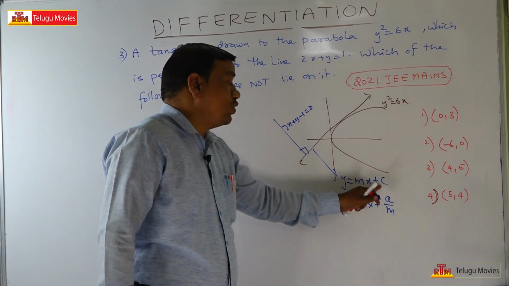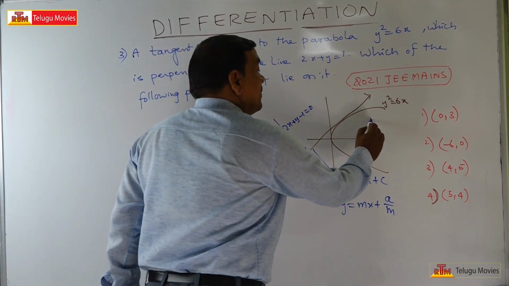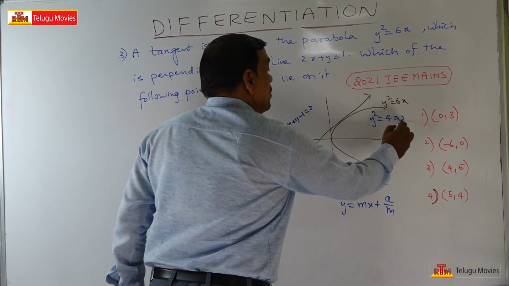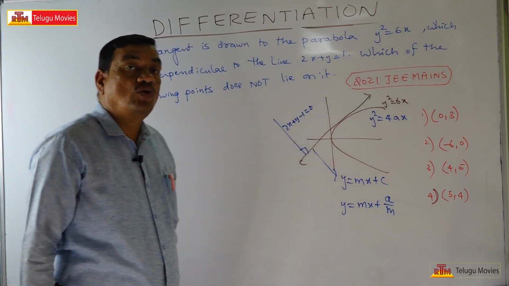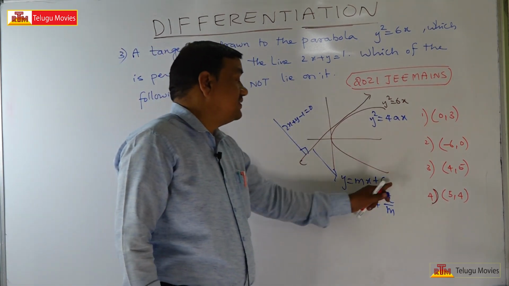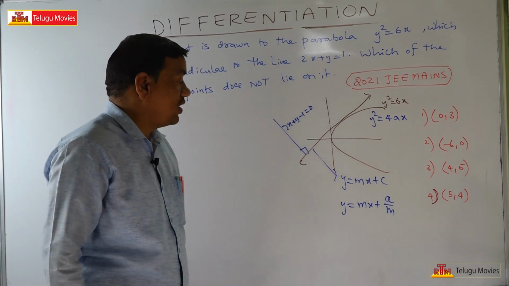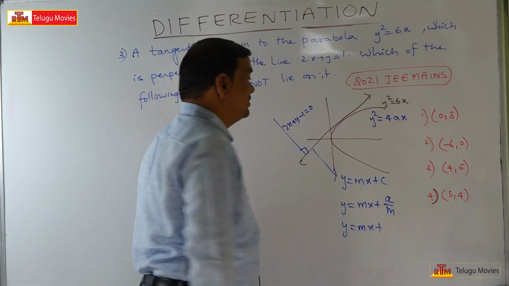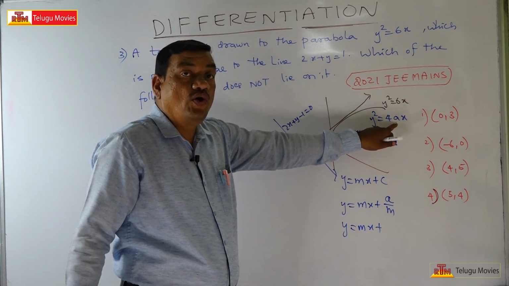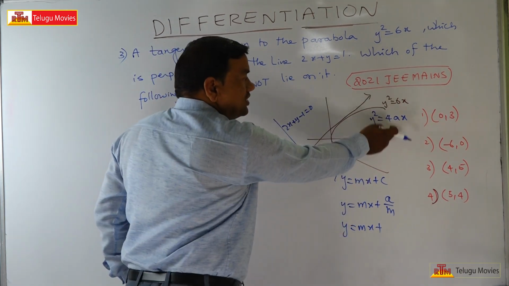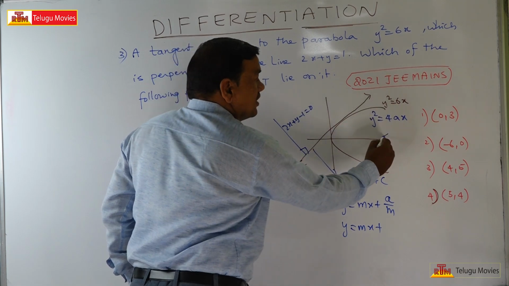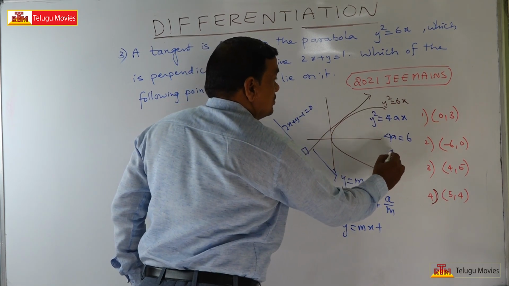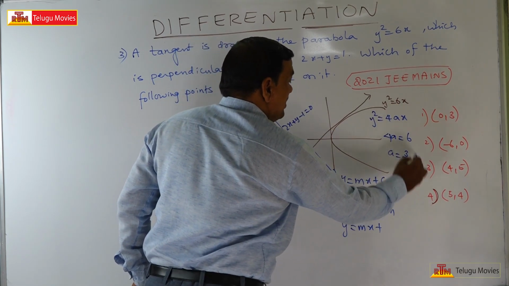The line y = mx + c is a tangent to the parabola y² = 4ax when c = a/m. Now coming to here, y = mx + c, we don't know m. What is our a? Comparing with this parabola equation, 4a = 6, therefore a = 3/2.